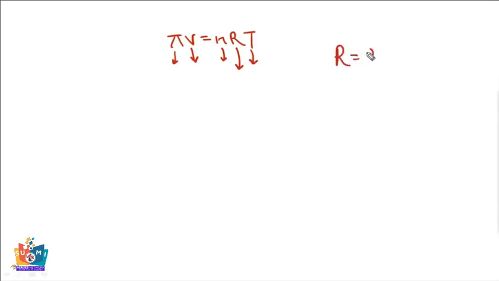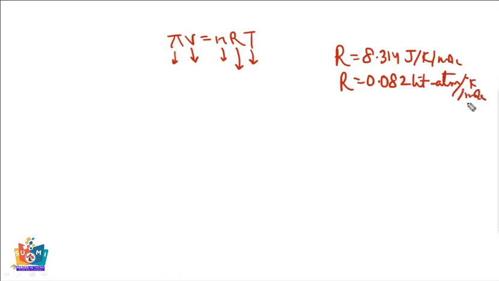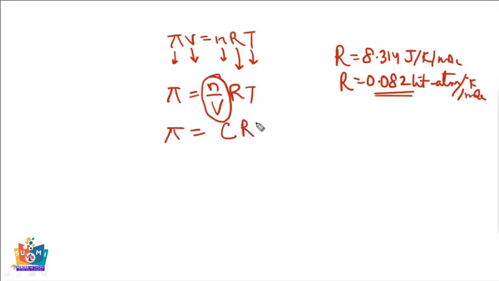The value of R is 8.314 joule per degree Kelvin per mole, or R equal to 0.082 liter atmosphere per degree Kelvin per mole. When pressure is in atmosphere and volume is in liter, then you can use the value of R as 0.082 liter atmosphere per degree Kelvin per mole. Pi equal to N by V into RT. This term N by V is concentration. So we can also get this equation.